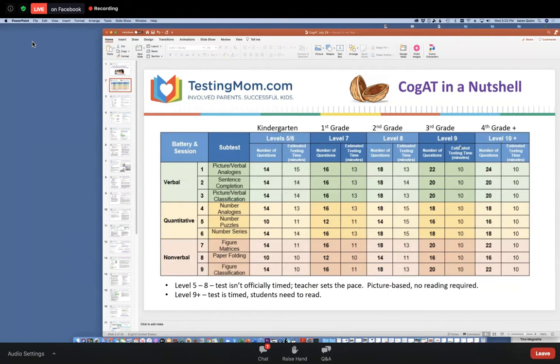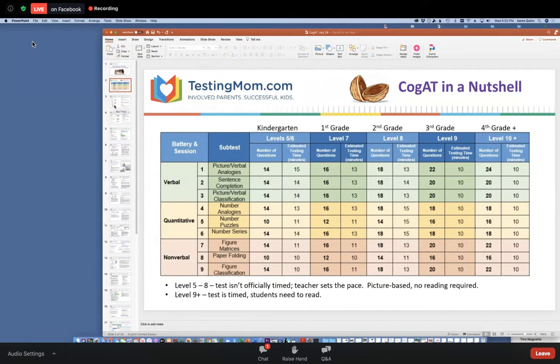And from this point on, students read their own questions, although they all do go through some practice questions together with their teacher. From kindergarten to 2nd grade, it's all picture-based except for one subtest, which is the sentence completion subtest. And on that, the teacher has to read each question specifically. So your child really needs to listen, and the question may not be repeated. So the child has to listen and remember what was asked, and then they're going to point to a picture that answers the question.